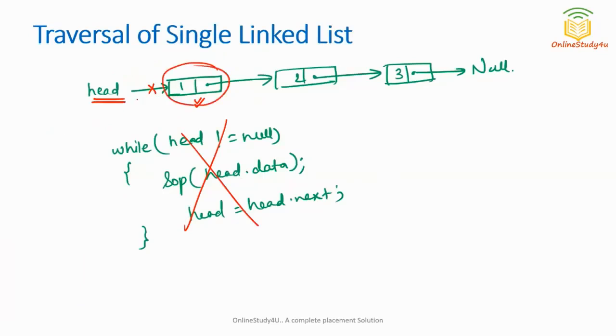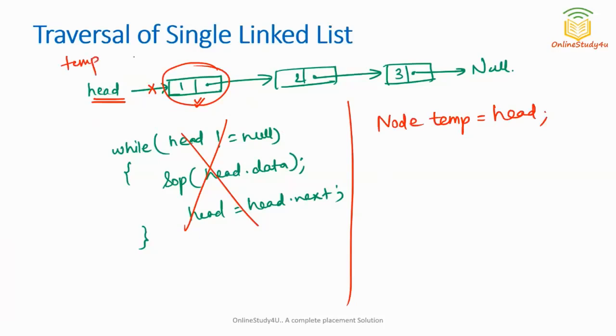So this node is lost, and we don't want to lose the connection. So for that we are going to create a temporary node. Suppose node temp. Now in this we are going to store head. This will create a temp similarly like head. This is an object reference which is also pointing to the first node. Now using this we can iterate.